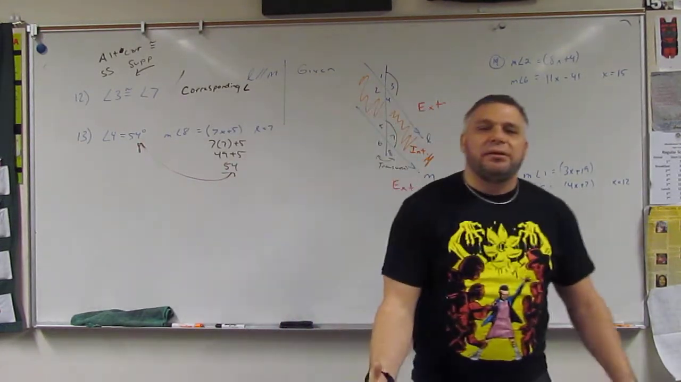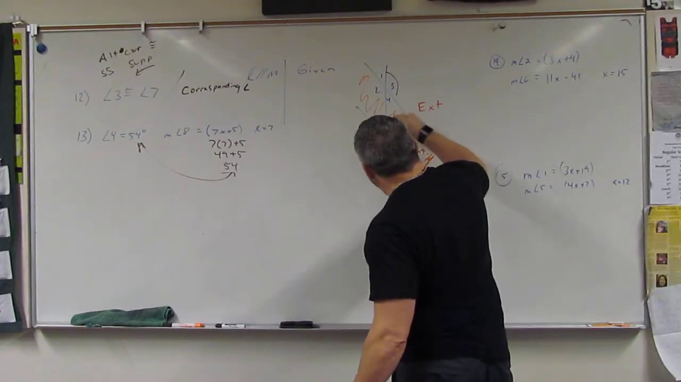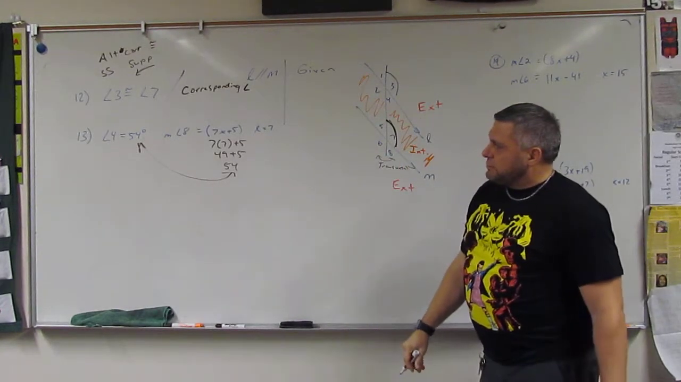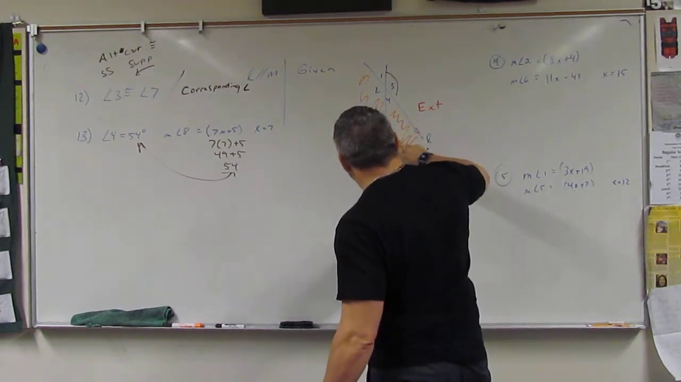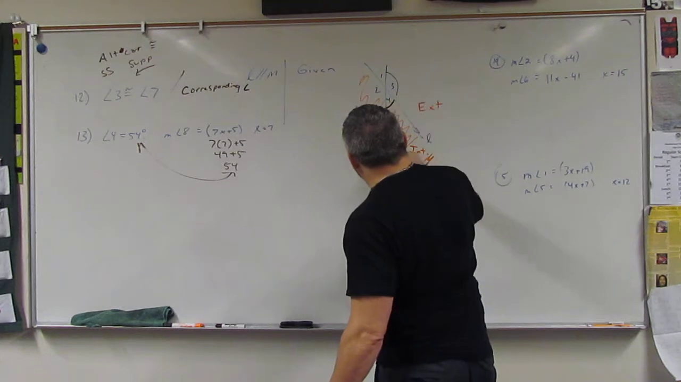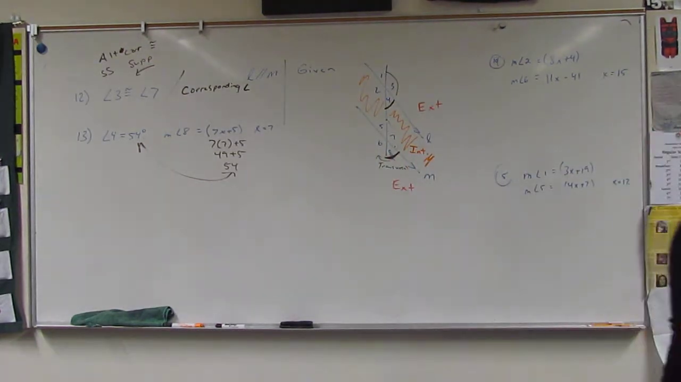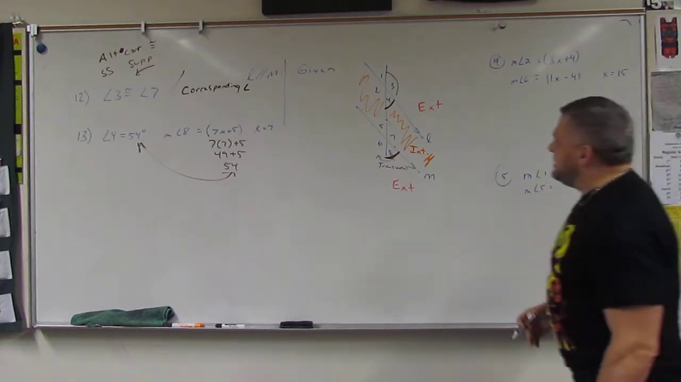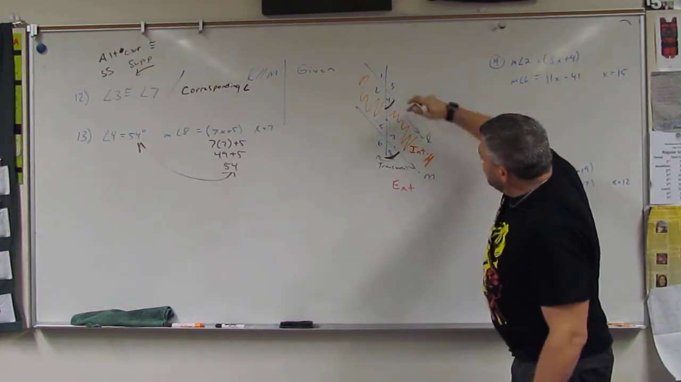What does that mean? That means that angle 4 is congruent to angle 8. Why? Why would 4 be congruent to 8? Think about it. Why is 4 congruent to 8?